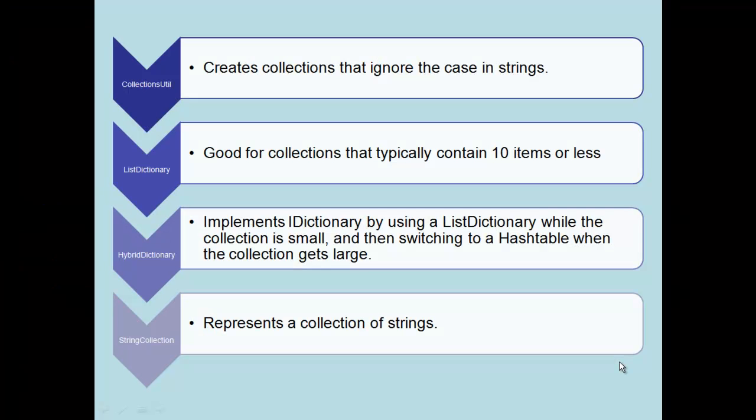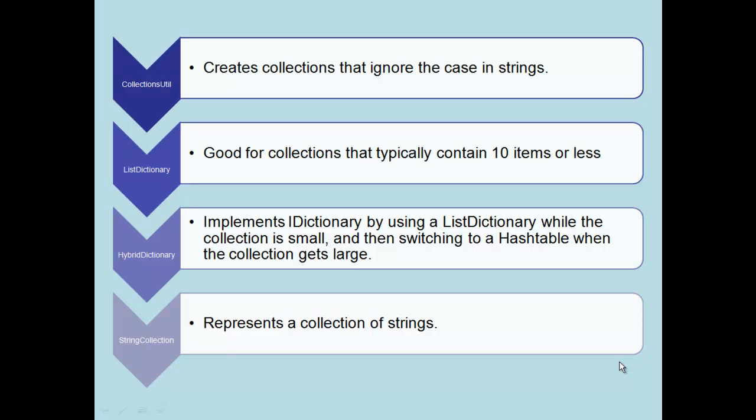The next type of collection which is worth discussing in special collections is the hybrid dictionary. Now the list dictionary is good when the number of items is 10 or less. In other words, if the number of items in the collection is small, then the performance of the list dictionary is very good. As soon as the number of items starts increasing, the performance starts decreasing. It is very much vice versa for the hash table. In hash table, when the number of items is small, the performance is not up to the mark, and as soon as the number of items starts increasing, the performance stays constant.